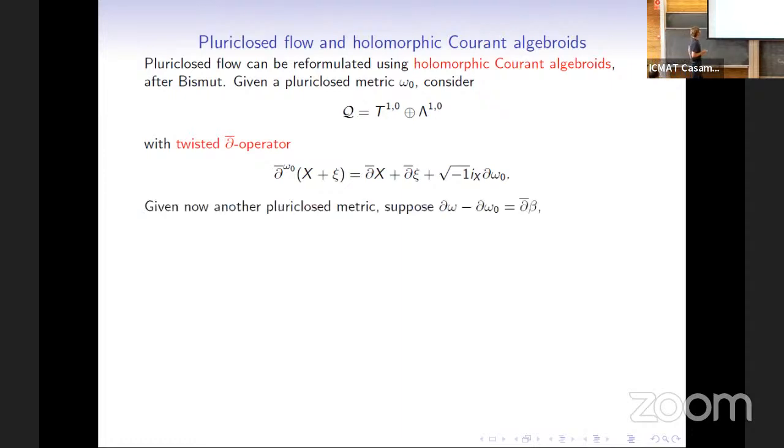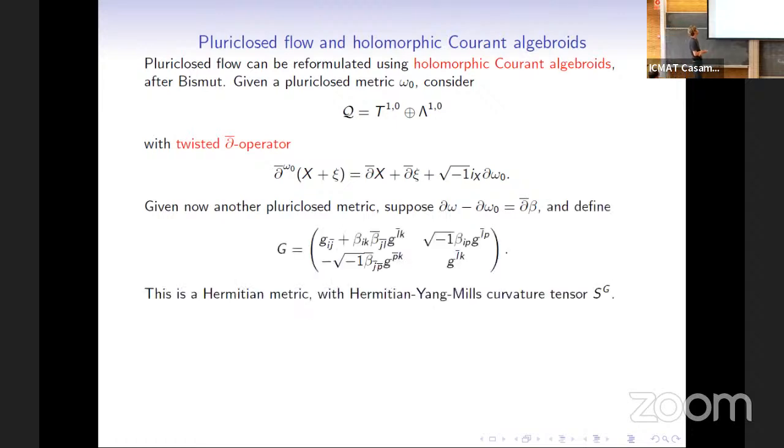So now I think of del omega naught as part of the background. If I have some other pluriclosed metric, then I have to impose this topological condition, right? So the 2-1 Dolbeault torsion classes have to be the same. So I can solve this equation for a potential. Then I can define a metric on Q. This is this capital G.